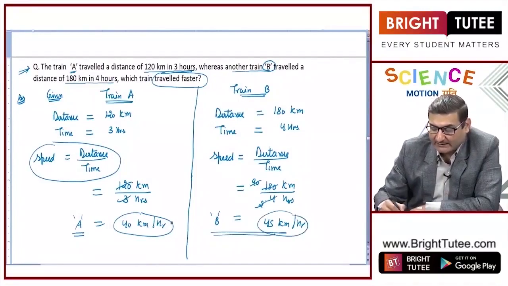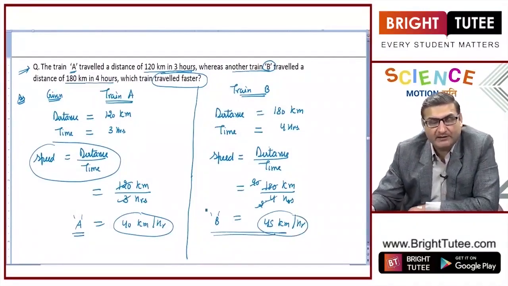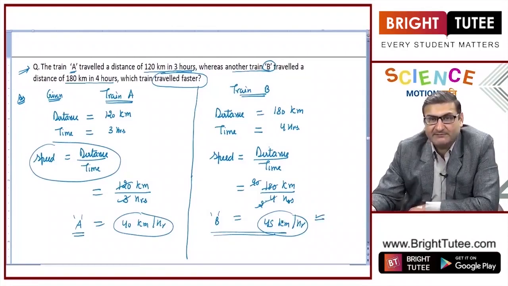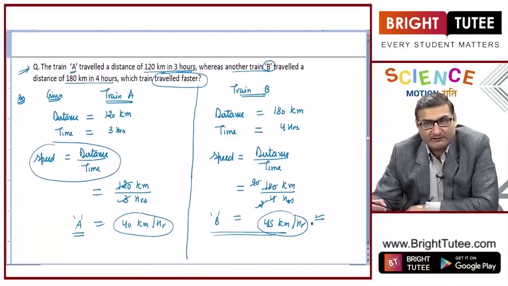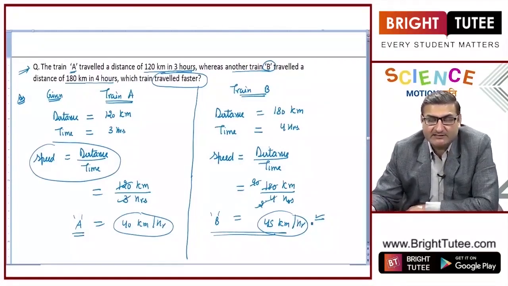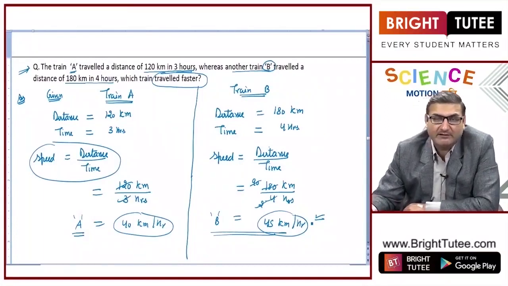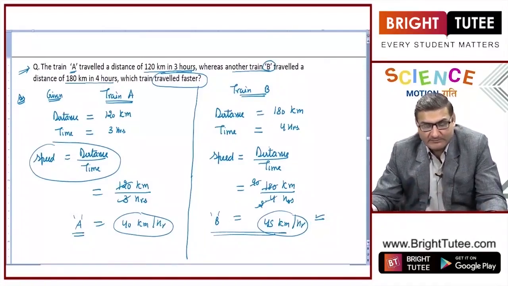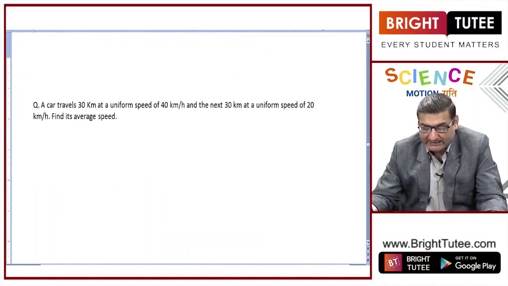Now it is quite easy for me to compare which train is travelling faster. So which is travelling faster? Of course train B, which is travelling at a speed of 45 kilometers per hour. In 1 hour it is covering 45 kilometers as compared to train A, which is running with the speed of 40 kilometers per hour, that is, in 1 hour it is covering only 40 kilometers. So train B is our answer. Got it? Understood? Now let us take the next question.